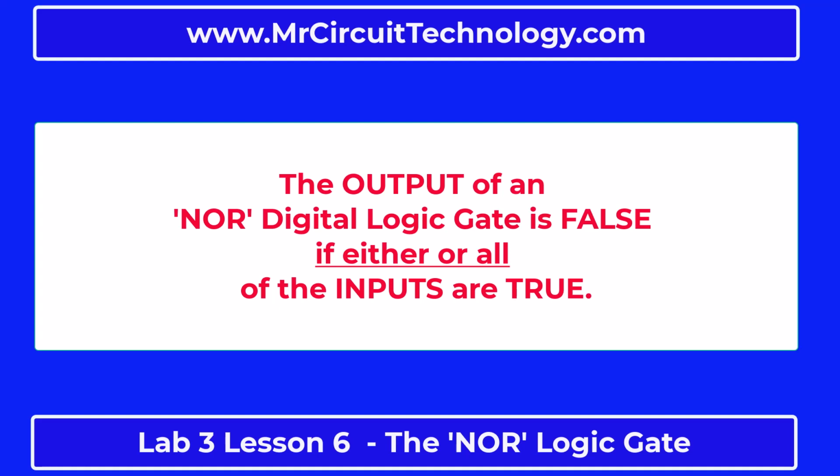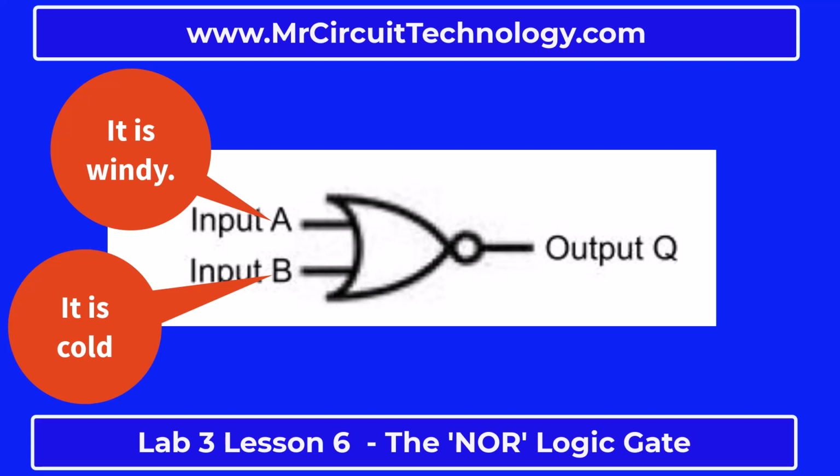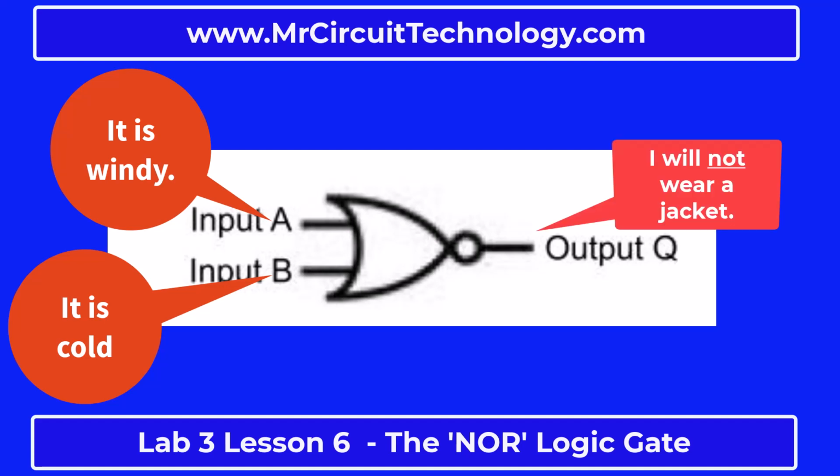Here is a practical example. Input A is, it is windy. Input B is, it is cold outside. Output Q is, I will not wear a jacket. Since with the NOR gate, if either input is true or both inputs are true, the output is false. This means that if it's windy or if it's cold outside or both, "I will not wear a jacket" is false.